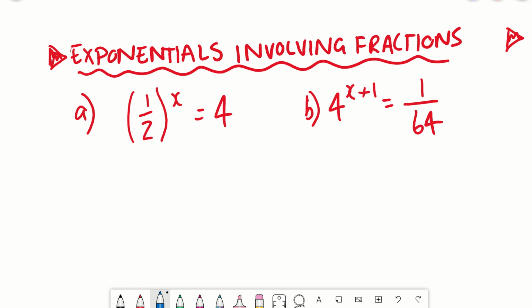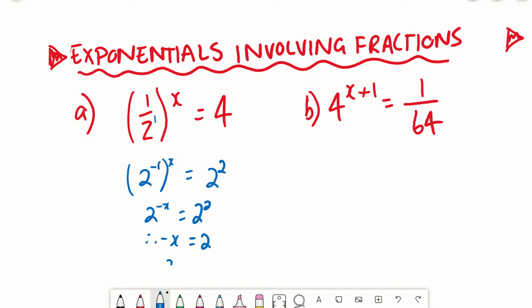A half is really 2 to the power of negative 1, because using our index laws, 2 to the power of positive 1, we bring it up, it becomes a negative. And that's to the power of x, and 4 is 2 squared. So simplifying it, I get 2 to the power of negative x is equal to 2 to the power of 2. So therefore, negative x must equal 2. So x equals negative 2.